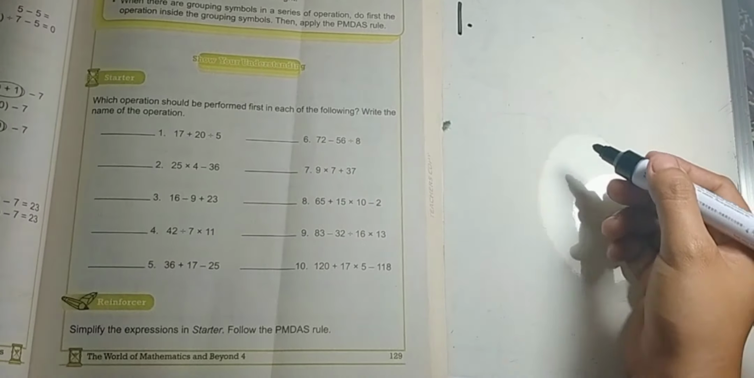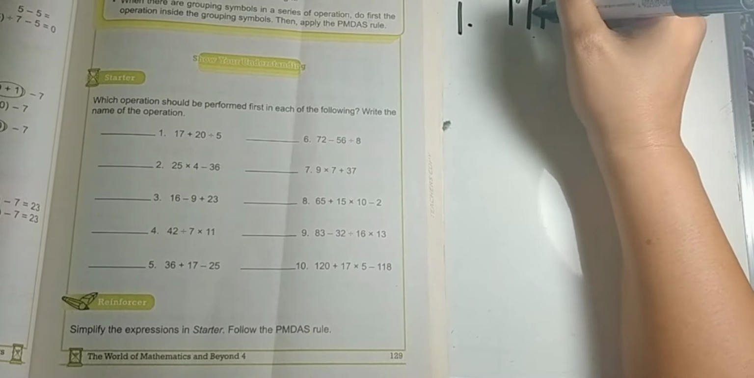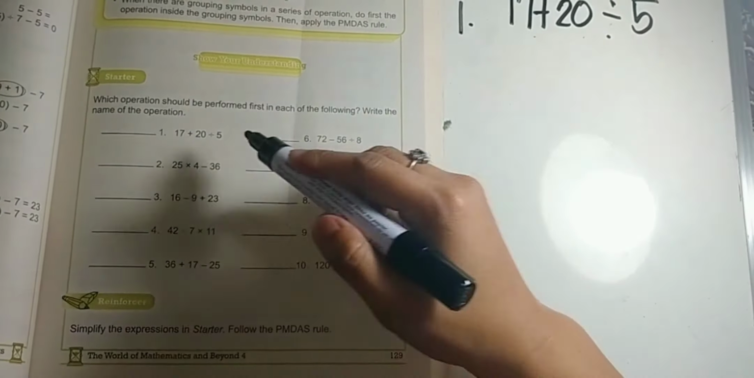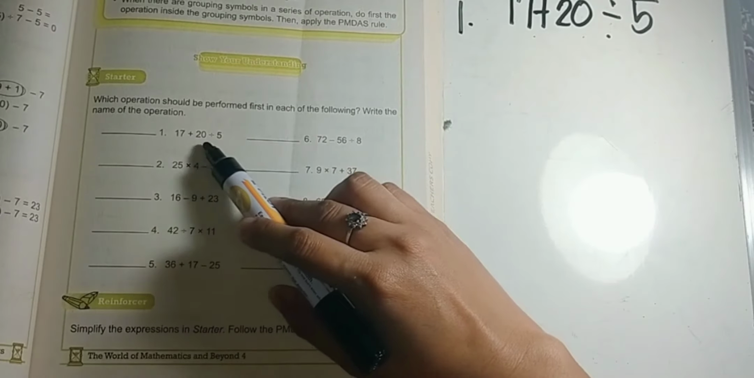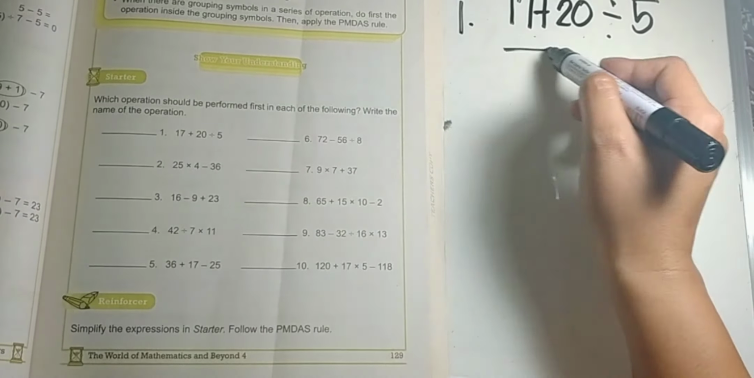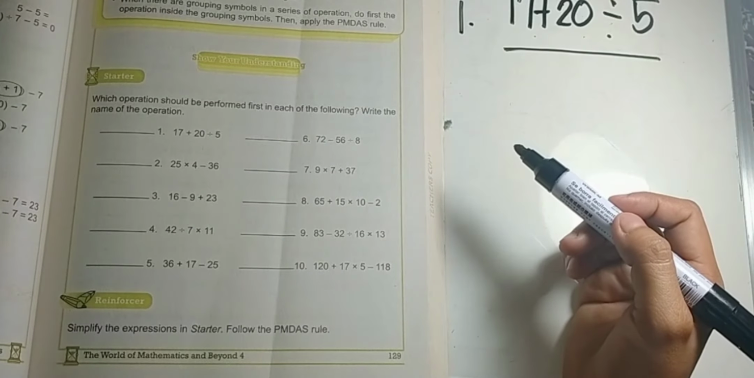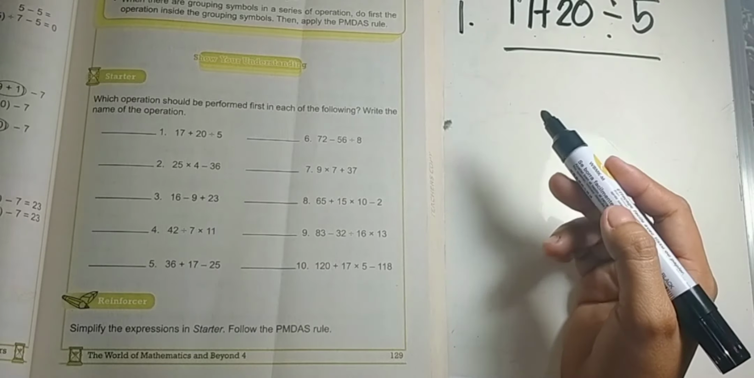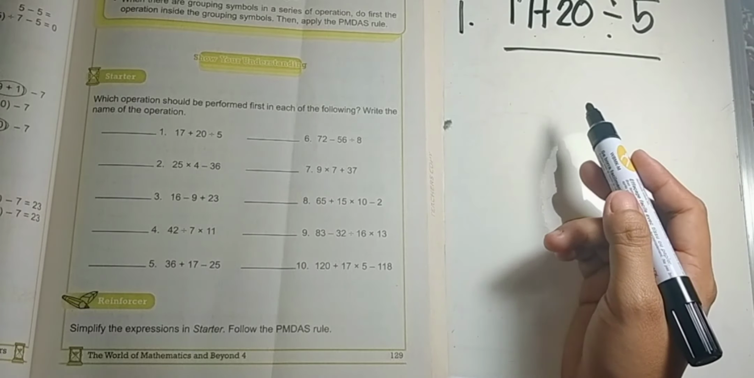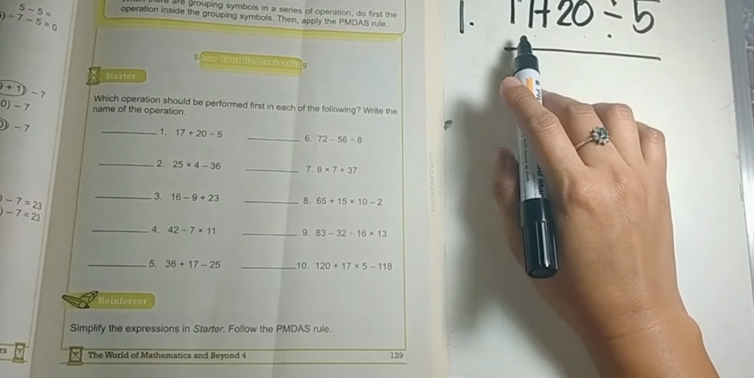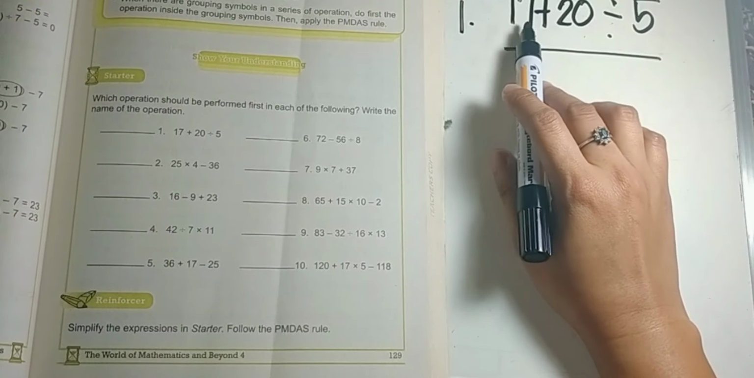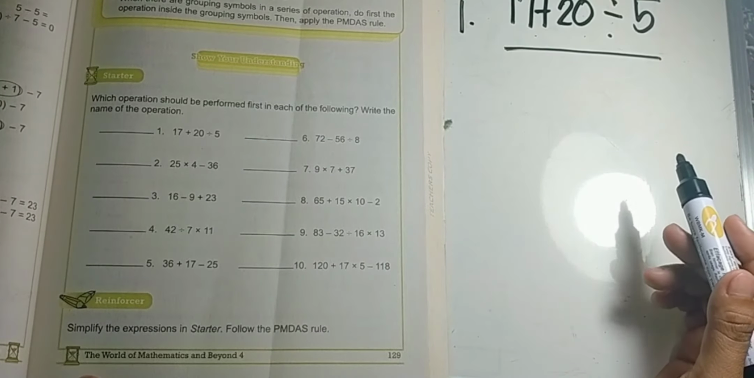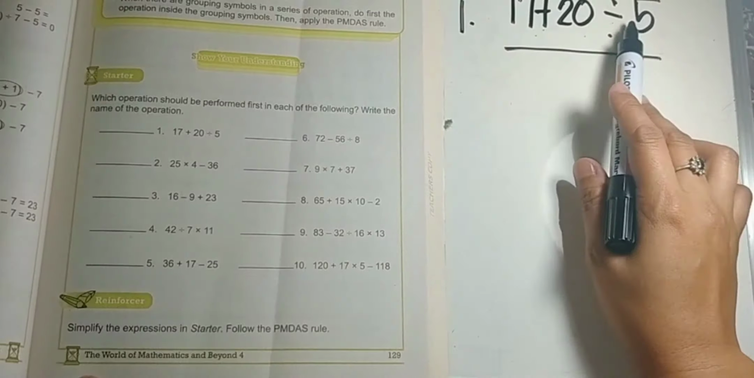Okay, number 1, the given is 17 plus 20 divided by 5. Ito po yung number 1 natin. 17 plus 20 divided by 5. Ang instruction po is, anong operation daw po ang ipe-perform natin or una nating ipe-perform based on the given. Sa palagay niyo po, from this given expression 17 plus 20 divided by 5, sino ang una nating ipe-perform? Is it the addition or si division?